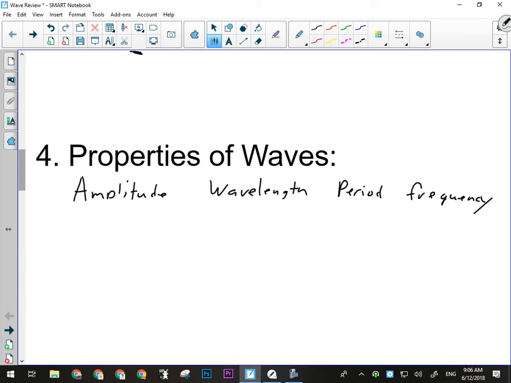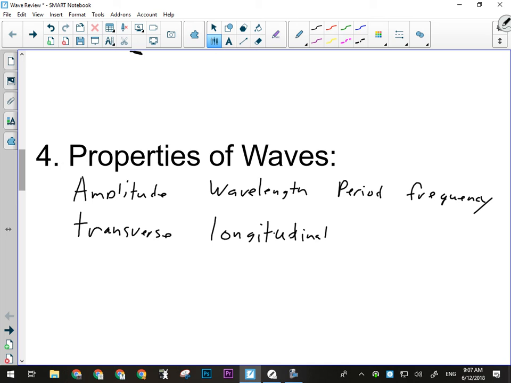You need to know the two kinds of waves. All right, and know examples of each type. Sound is a longitudinal wave, whereas light is a transverse wave. Water waves are a transverse wave, okay? Things like that. So know examples of each type.